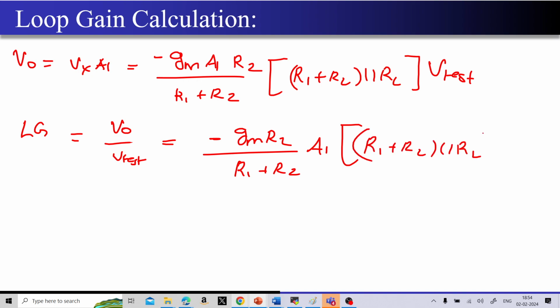This is assuming that my op amp is ideal. We will also check what happens when the op amp is not ideal. Okay, that is the part, but let's do it step by step.